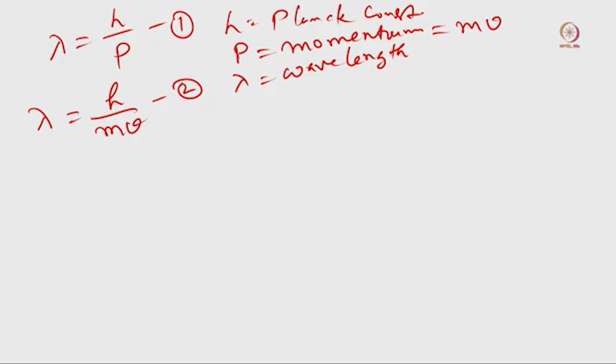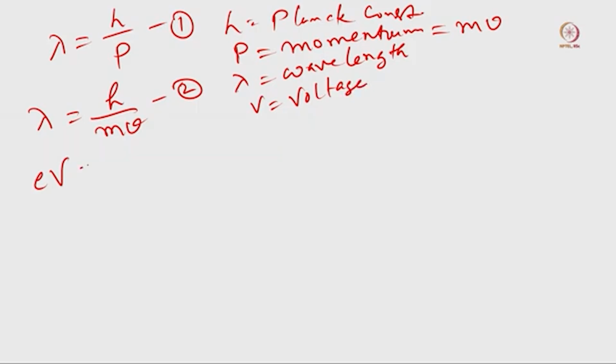Now in an electron microscope we are generating an electron and it is going through a voltage. There is a high voltage and it is going through that. So if an electron is going through a voltage, there will be a potential. That potential, if you want to calculate, it will be eV. So here V is the voltage.